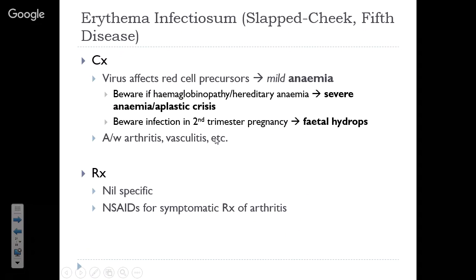Complications-wise, this virus does actually affect red cell precursors, so that's why you typically might get a mild anemia associated with the disease as well. And this is important because if the kid's got a pre-existing anemia or hemoglobinopathy, that can cause an aplastic crisis, as well as fetal hydrops if infected in pregnancy. Again, no specific treatment. NSAIDs may be used for associated arthralgia or arthritis if present.